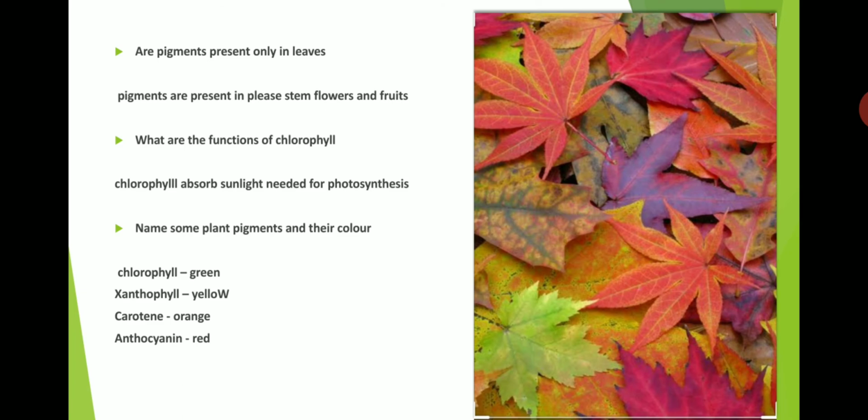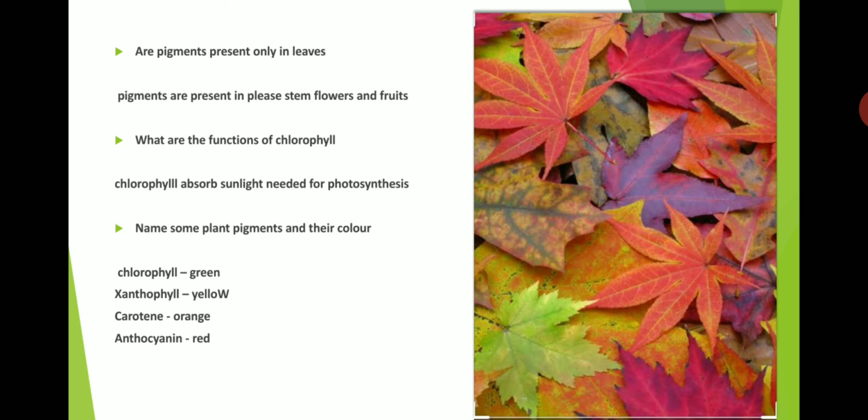The next question. Are pigments present only in leaves? No. The pigments are present in stem, flowers, fruits, etc. What are the functions of chlorophyll? Chlorophyll absorbs sunlight needed for photosynthesis. The next question for you. Name some plant pigments and their color. The answer: chlorophyll, green in color; xanthophyll, yellow; carotenoids, orange; and anthocyanin, red in color.